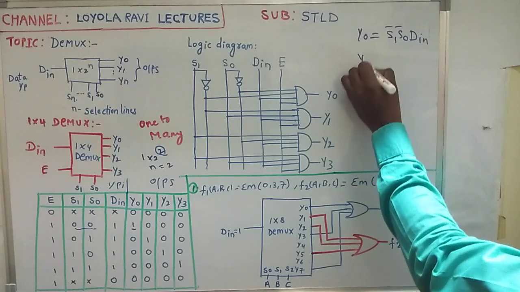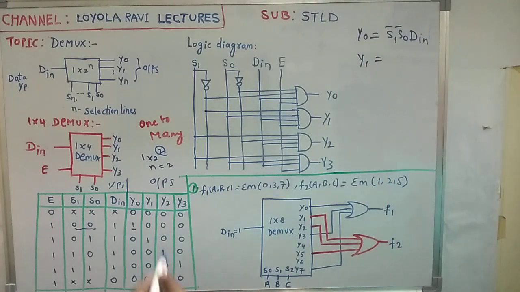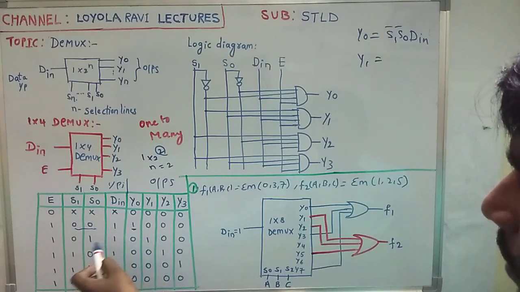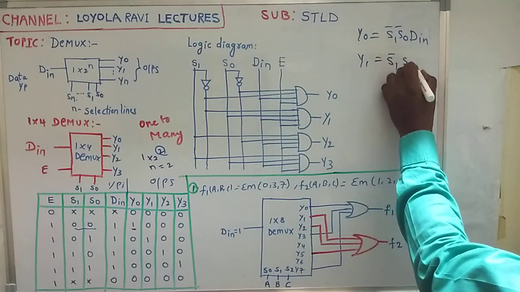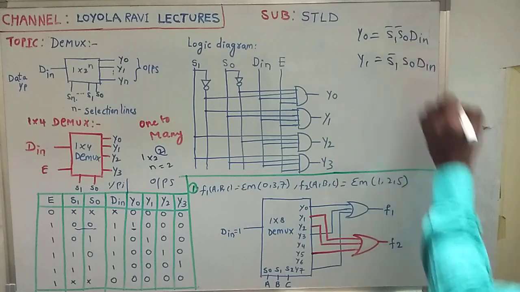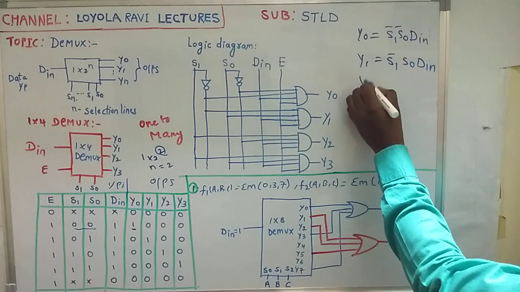In the same manner, Y1. What is Y1? Y1 is 1 here. Only in one case it is high, here only. What are the corresponding inputs? Data is 1, S1 S0 is 0 1. 0 1 is nothing but S1 bar, S0, D in. That is Y1.